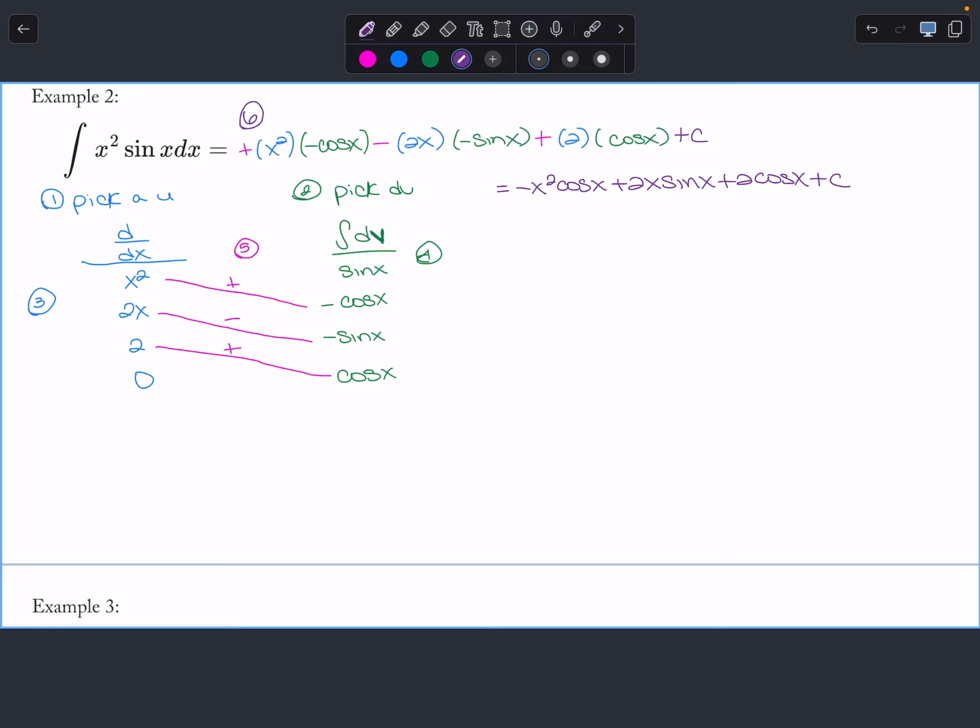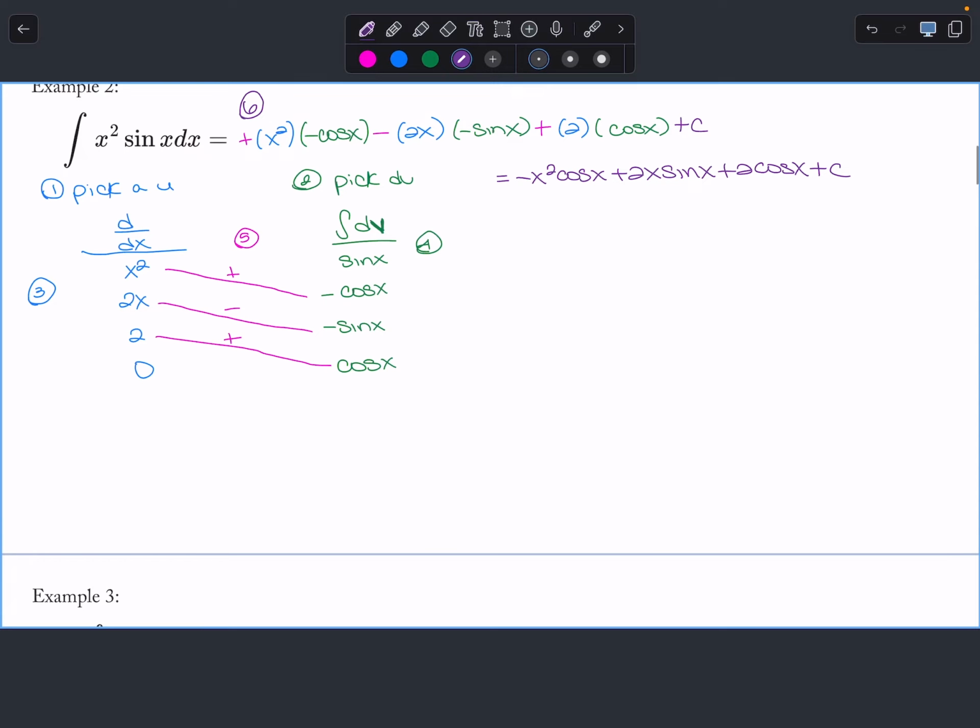Now we gotta do ln. It could be worse. You know what's worse than ln? Partial fraction decomposition.